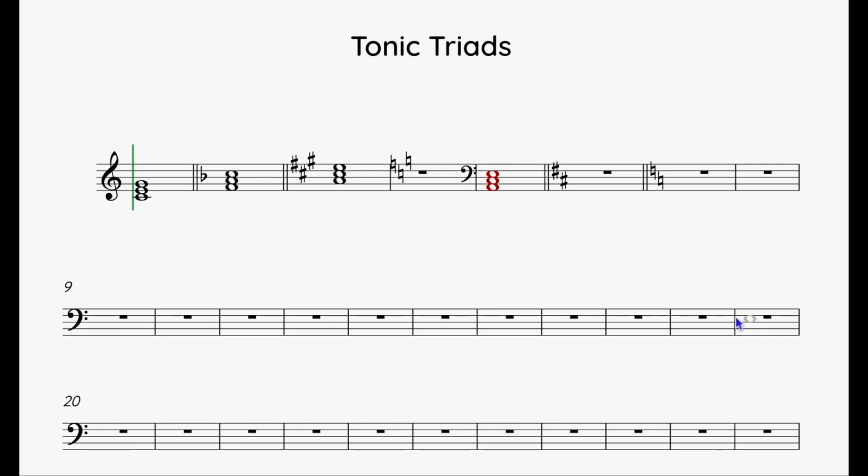Let's try, say, D major. So if I had to do the tonic triad of D major in the bass clef, I need to know my notes in the bass clef. Then I need to know that D is the middle line. So I start on the D, again, add the third and the fifth above, and there we go.